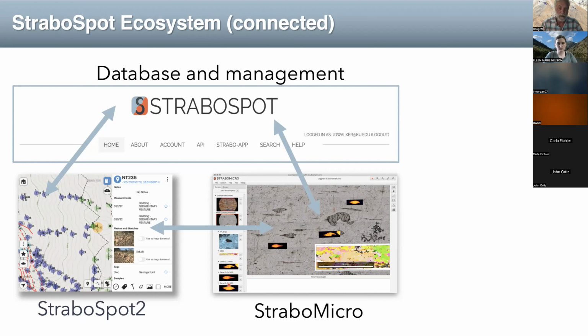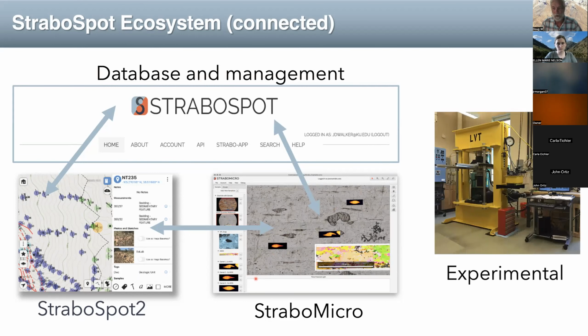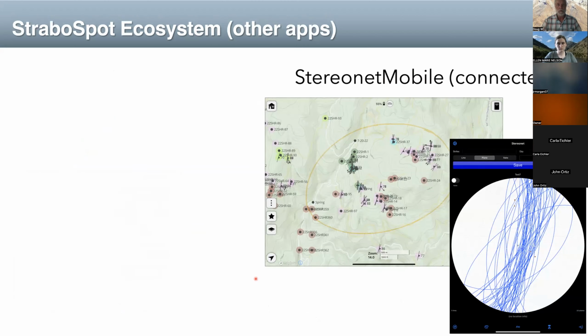And on the right here, on the left part of the Strabo Micro screen, you preserve and see the hierarchy of your sample collection and documentation. We also are putting in here experimental deformation data, but I'm not going to really go into that today. We'll get into that a lot more next week. So that's where we're sitting with Strabo, the field app, the micro app, as well as the database.